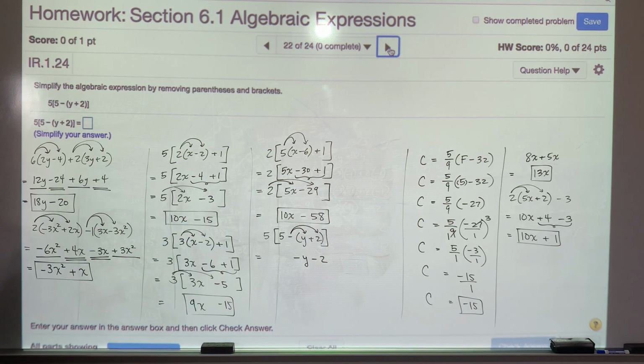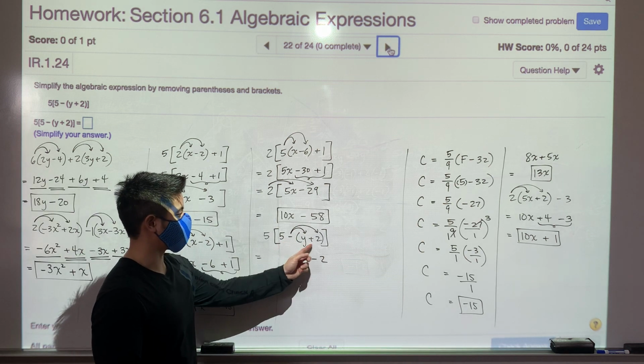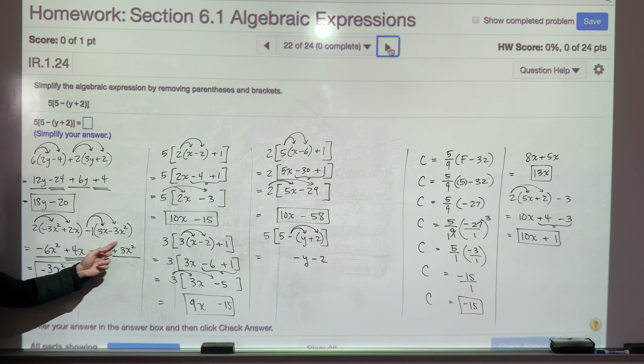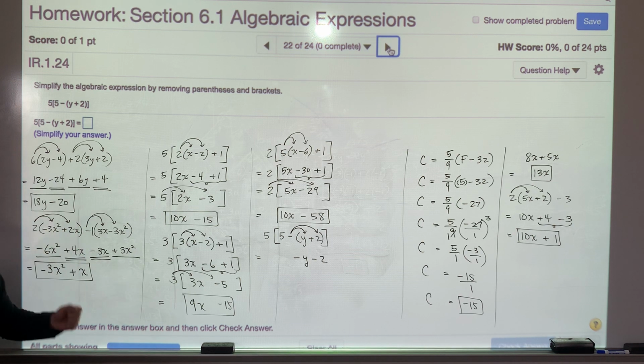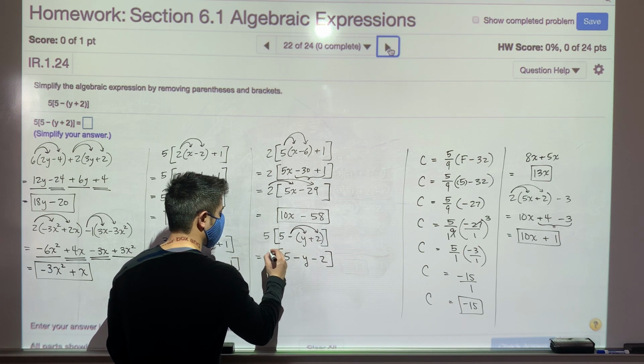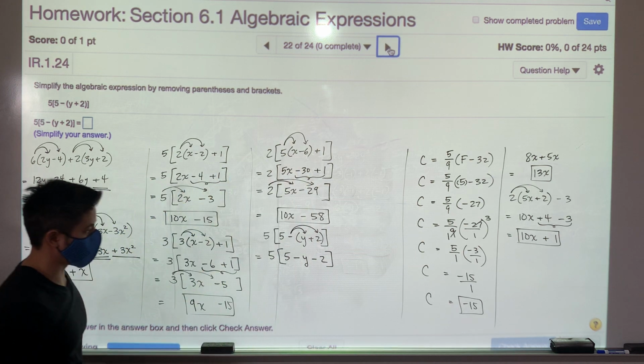So you need to be very careful about how you work your signs. If this was a negative here, it'd become positive. So be aware and understand that this is multiplication essentially, and that negative is like a negative 1 being multiplied by the terms inside of there. So let's go ahead and bring everything down like we did in the 3 previous problems, and let's go clean things up.